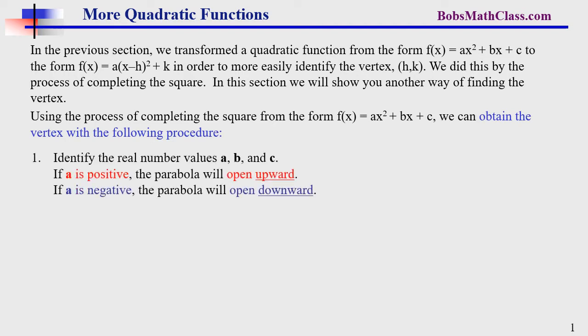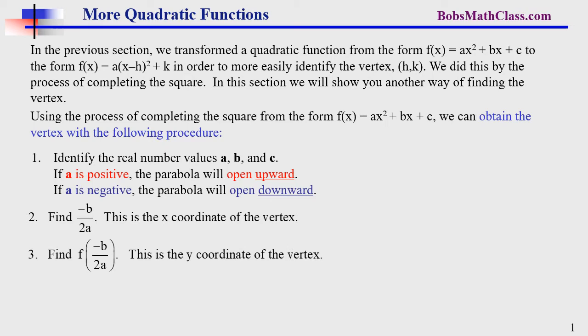The first step is to identify a, b, and c. Again, a is the number in front of the x squared, b is the number in front of the x, and c is our constant. Then we're going to use this formula, negative b over 2a. This gives us the x coordinate of the vertex. So we're going to use this formula, x equals negative b over 2a.